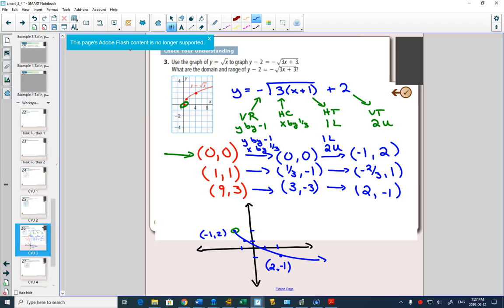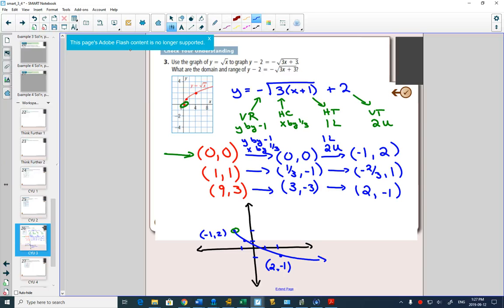If we think about what we wrote down at the beginning, vertical reflection, that would flip it down. Does it look like it's been flipped down? Yes. Horizontal compression by 1/3, squished in. It's a little bit hard sometimes to see squished in or stretched out. But has it been moved 1 to the left and 2 up? It appears to have that done as well. So our shape looks like the right kind of shape.